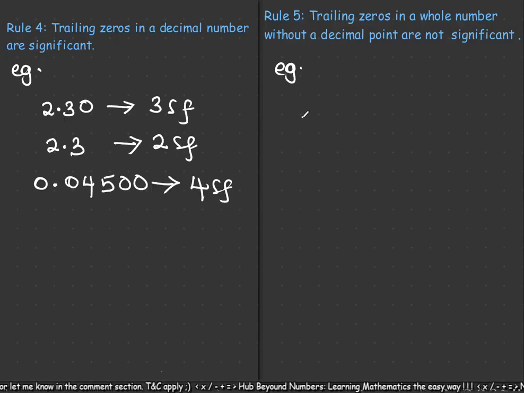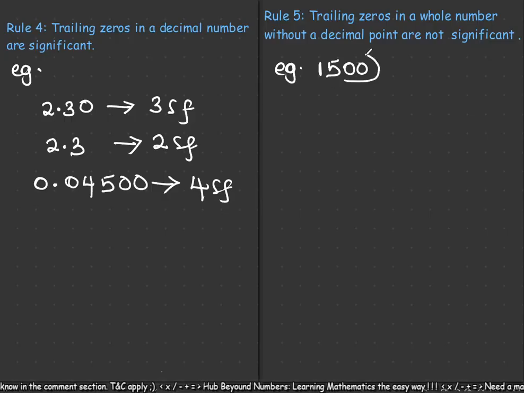And what does this mean? So if you have 1,500, for instance, and we want to count how many significant figures we have in here, it is actually just 2. 2 because these are trailing what? They are trailing zeros in a whole number. And we know for non-zero digits, we get from rule 1 that they are all significant, right? But because these are trailing zeros, they are not significant.